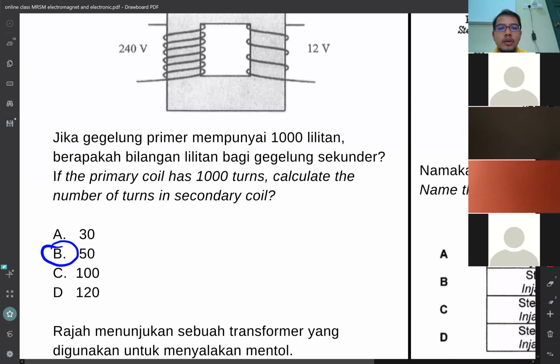You don't even need the formula to answer this. Same thing, if it's a step up, you see how many times it is stepped up. So the number of turns will increase by the same amount. Okay, so another one is this.